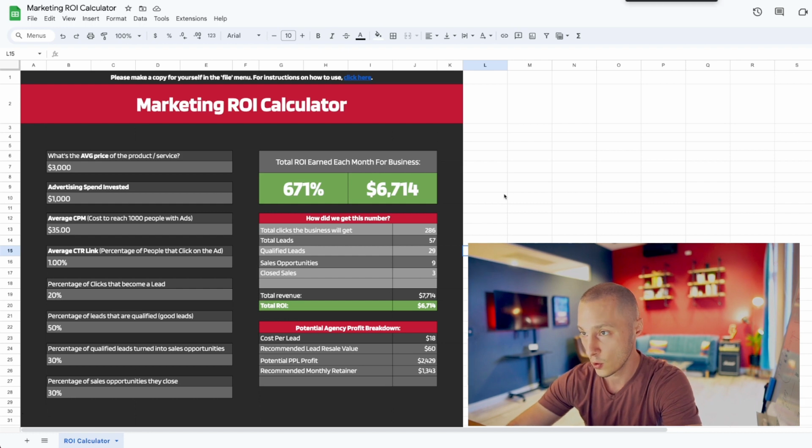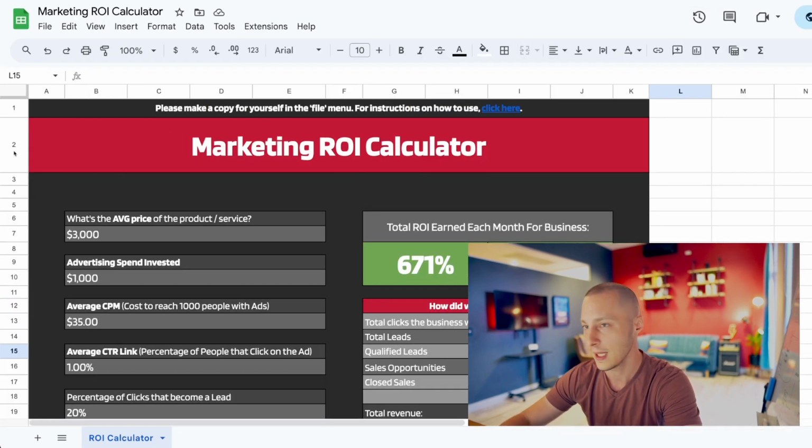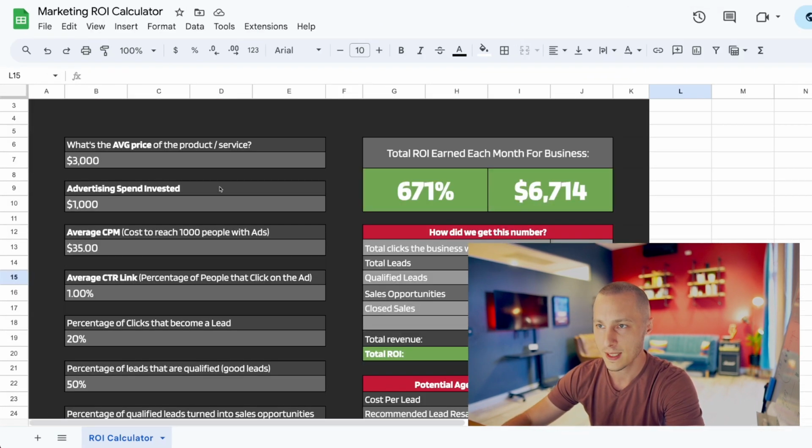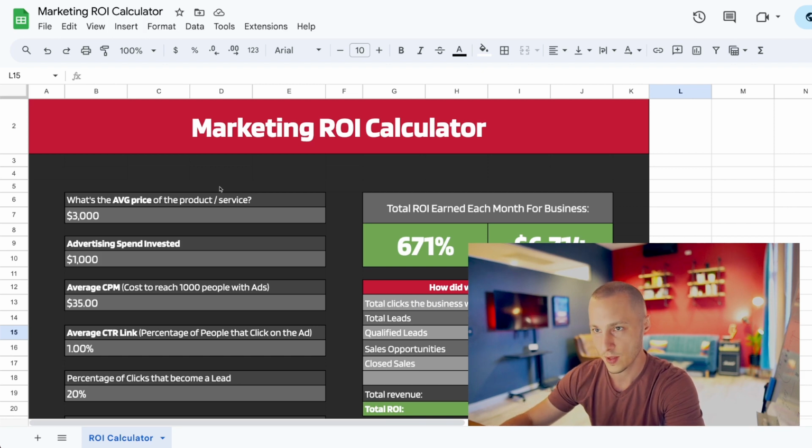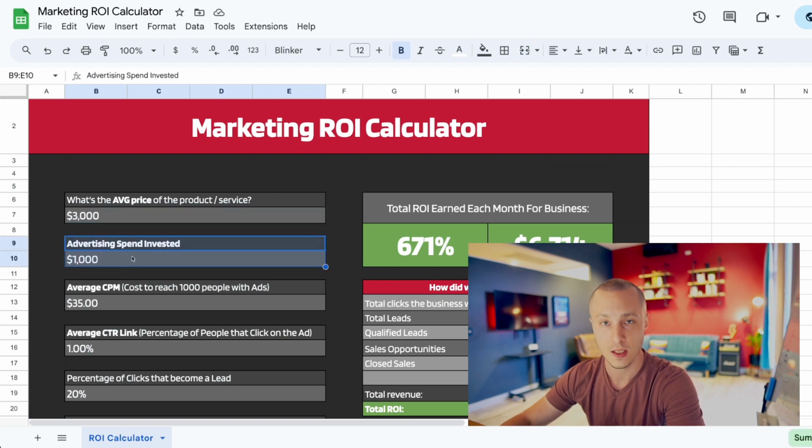So if I just zoom in here a little bit, right? On the left, it says, what's the average price of the product or the service? Okay, so we're going to run with $3,000 here. Now, let's say that they wanted to spend $1,000 in advertising, right? The business is obviously going to incur that cost, so that's put in here.